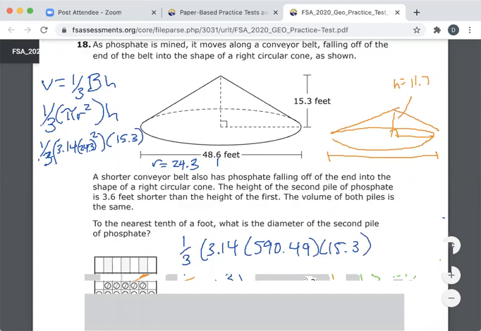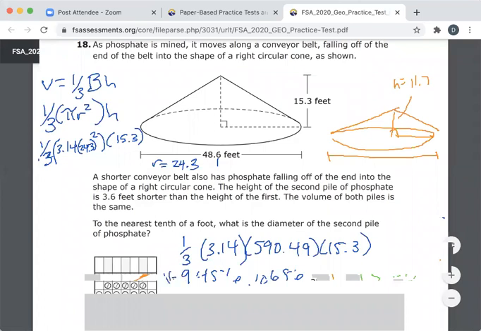I'm going to rewrite this down here so it's not squished. Okay, so 590.49 times 3.14 times 15.3 divided by 3 is 9456.10686. Okay, so that's our volume.